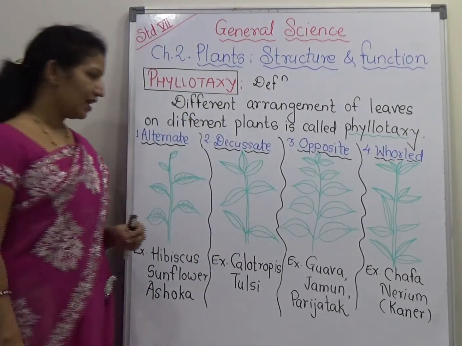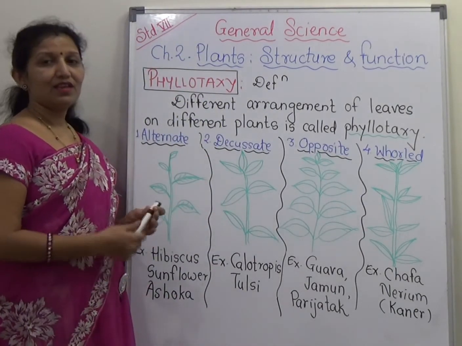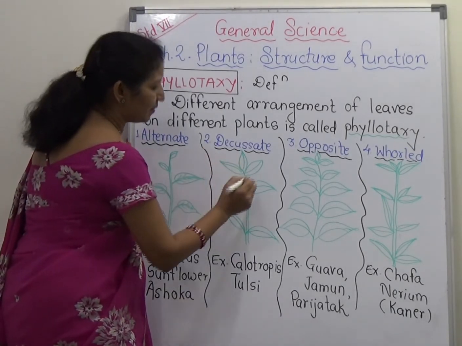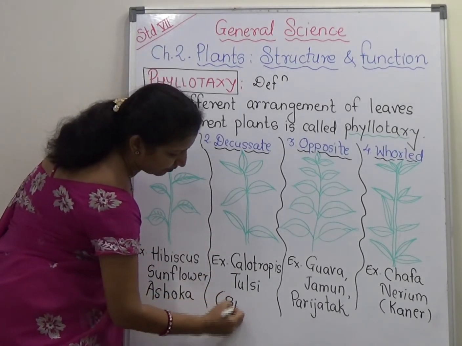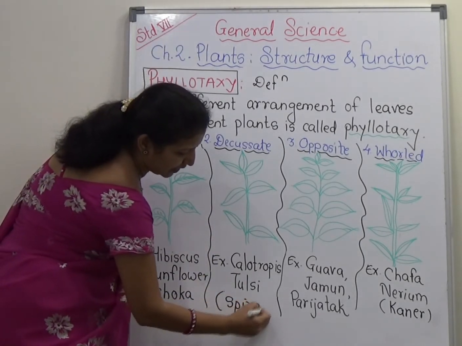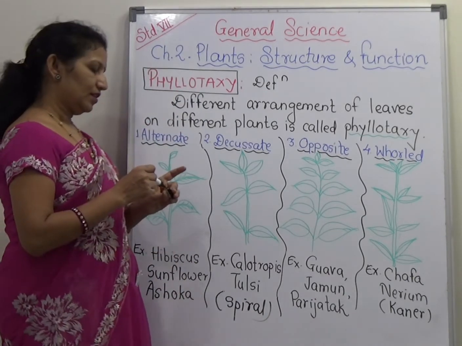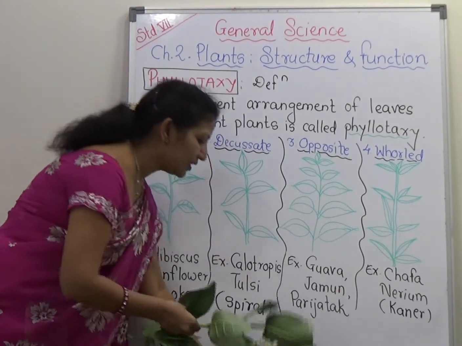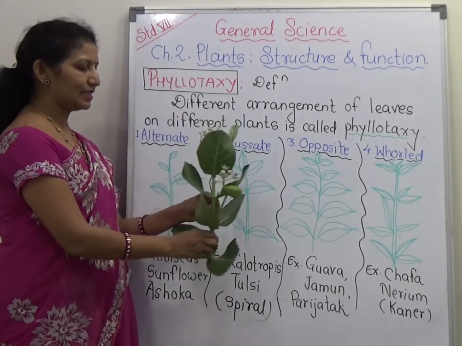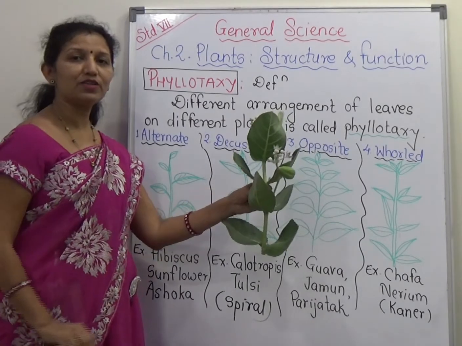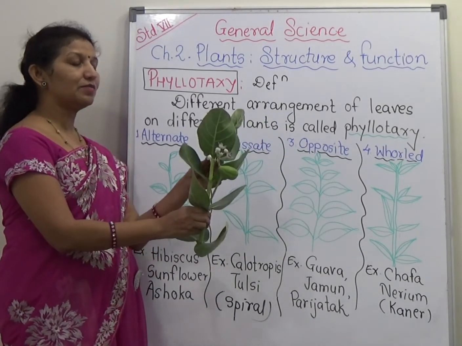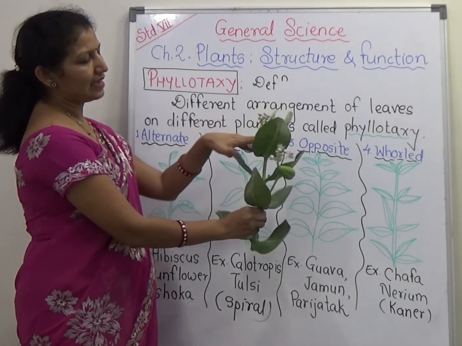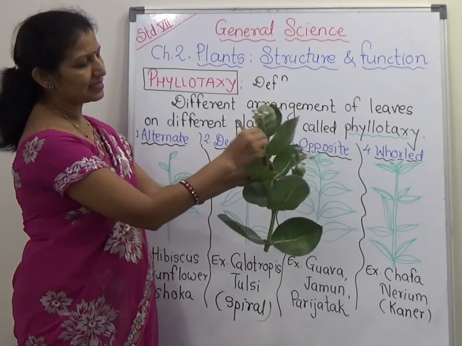Okay. Now, decussate. This decussate phyllotaxy is also called spiral phyllotaxy. Now, what happens in this decussate phyllotaxy? The arrangement of leaves is like this. See, this is the plant of Calotropis. Calotropis is nothing but a tree plant. This Calotropis plant, see, the arrangement of leaves is like this.